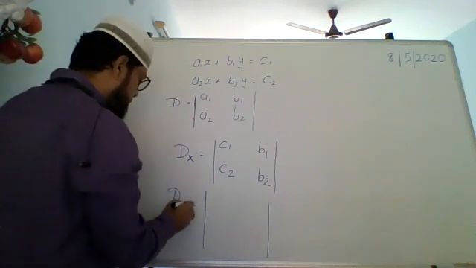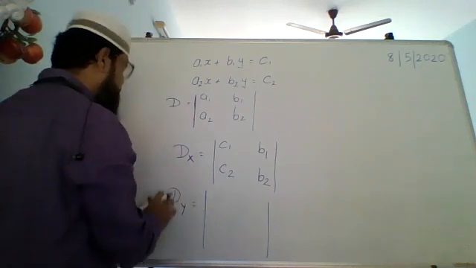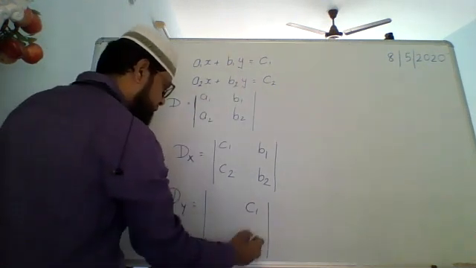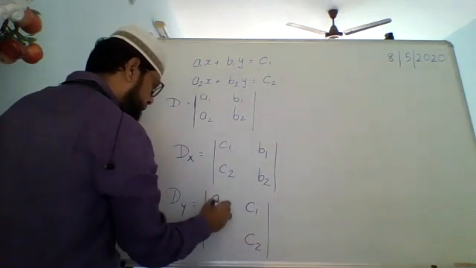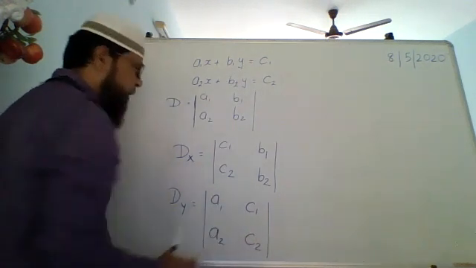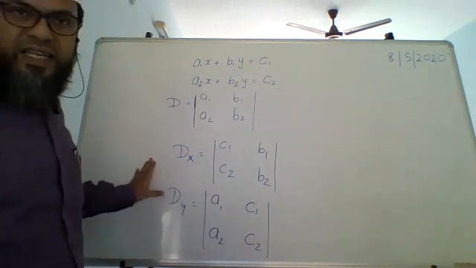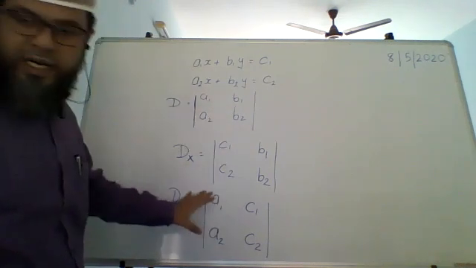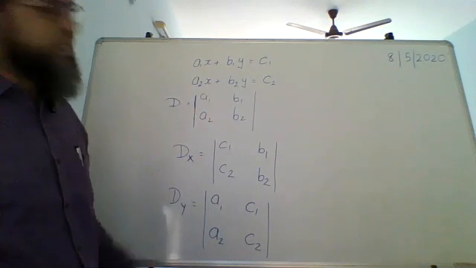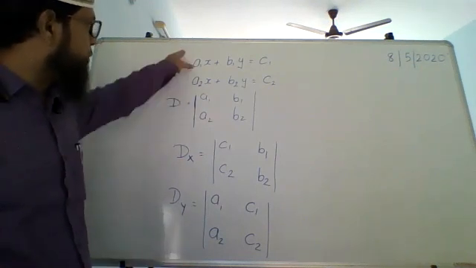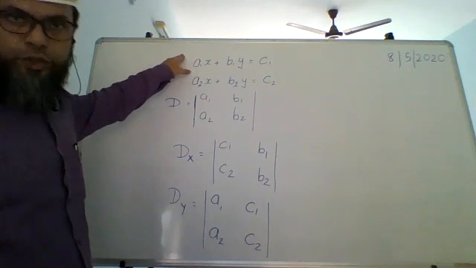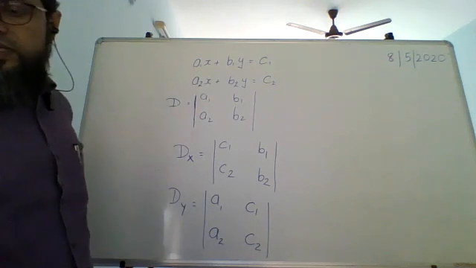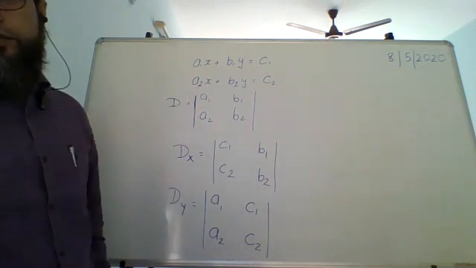Similarly, in case of dy, the coefficients of y are b1 and b2, in their place will come c1, c2, and the other column remains a1, a2. Is this clear? If you can get this right, the further steps are nothing. Those are again basic calculations. You have to just get this right. Then solving to get values of x and y is also simpler. Please write this down. This is your standard form in which the equation has to be, and these are your three determinants that you are going to find out.